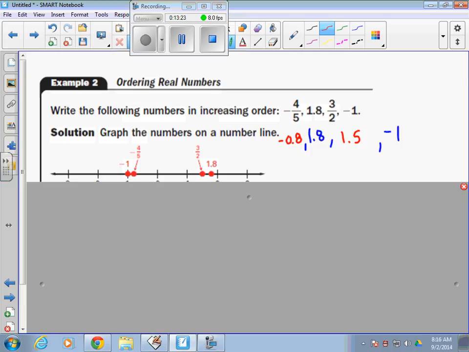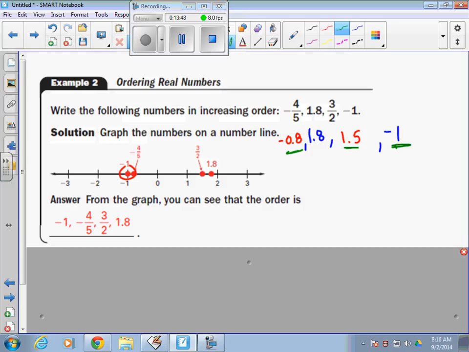It's easier for people to make comparisons. The smallest number is negative 1. We can see it's all the way over here on the left. Then negative 4/5. Notice those are the only 2 negative numbers: negative 1 and negative 0.8 as I changed it, but negative 4/5. Then the next smallest number is 1.5, which is 3/2. And then 1.8 is the largest one. So that you can see the order then: negative 1's first, negative 4/5, 3/2, and 1.8.